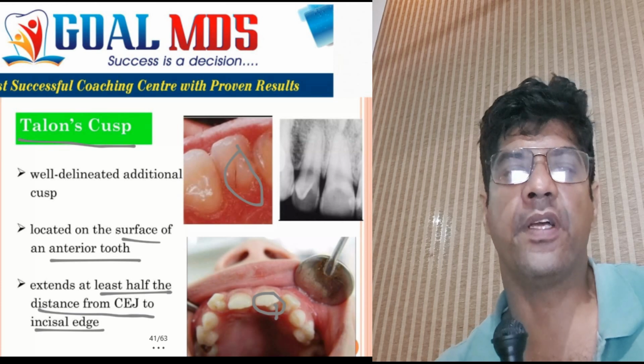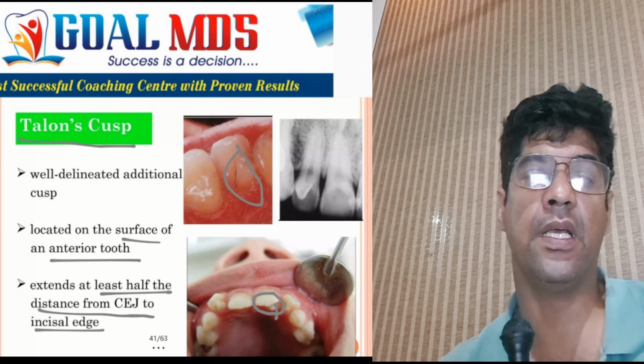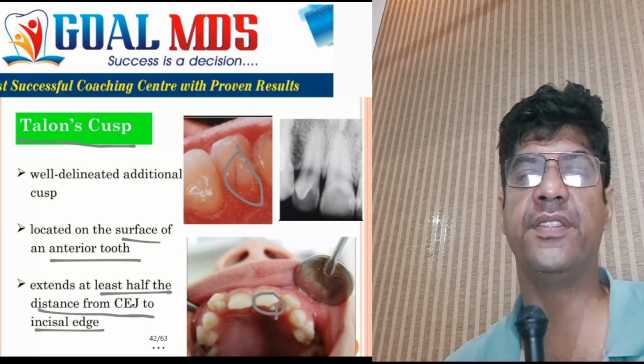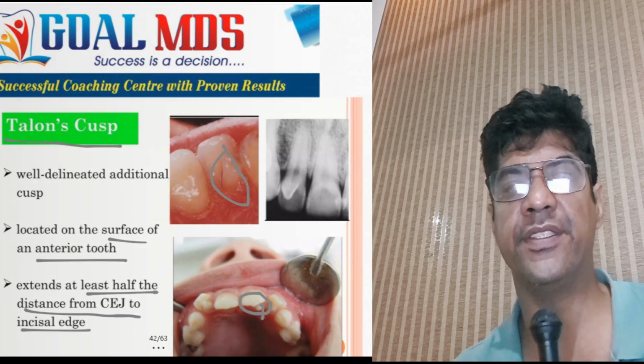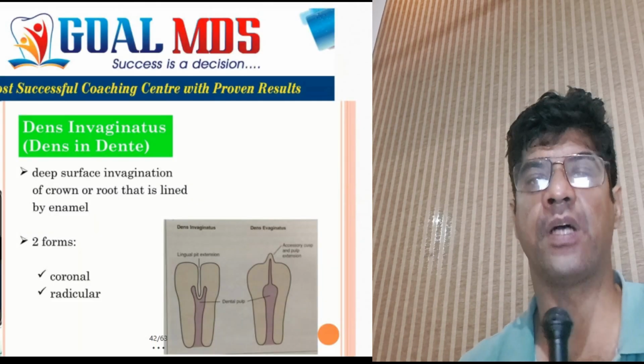So talon cusp has been seen in people with certain medical conditions. They are seen in Rubinstein-Taybi syndrome, Mohr syndrome, Ellis-van Creveld syndrome and others. Remember them from your exam point of view.